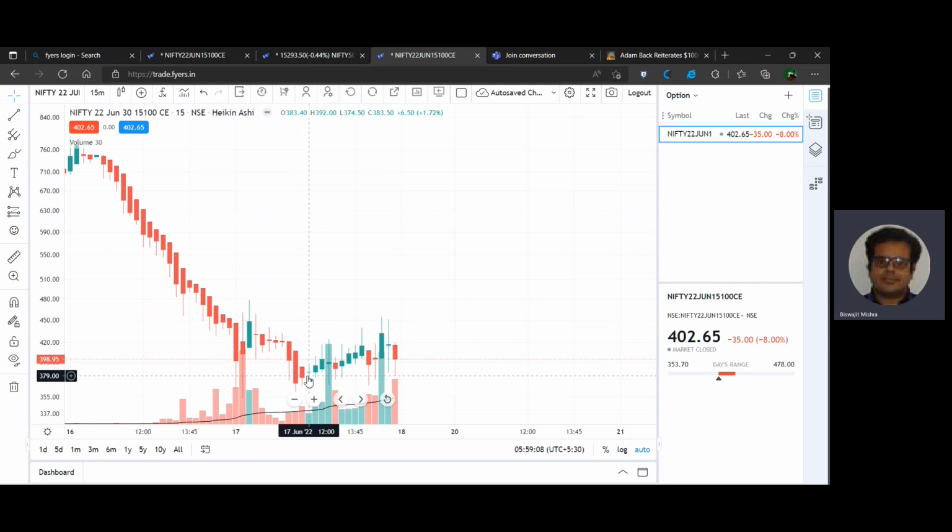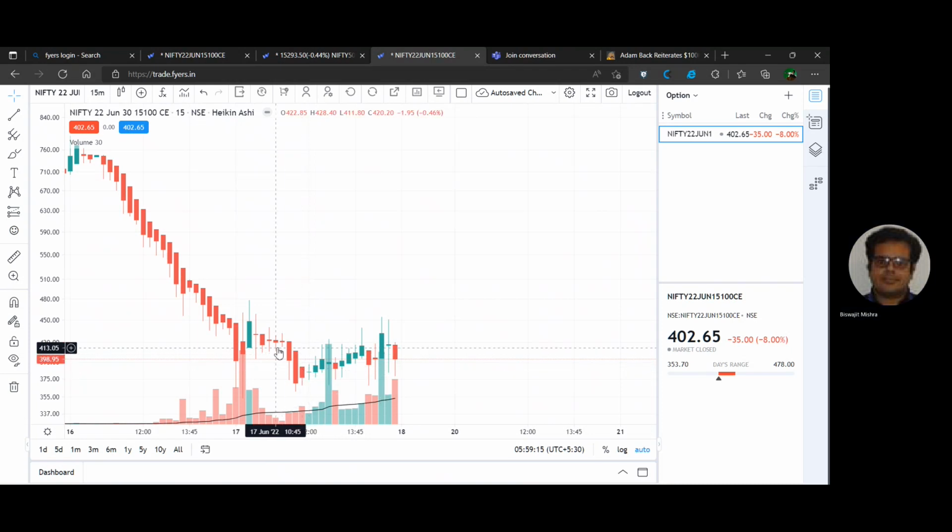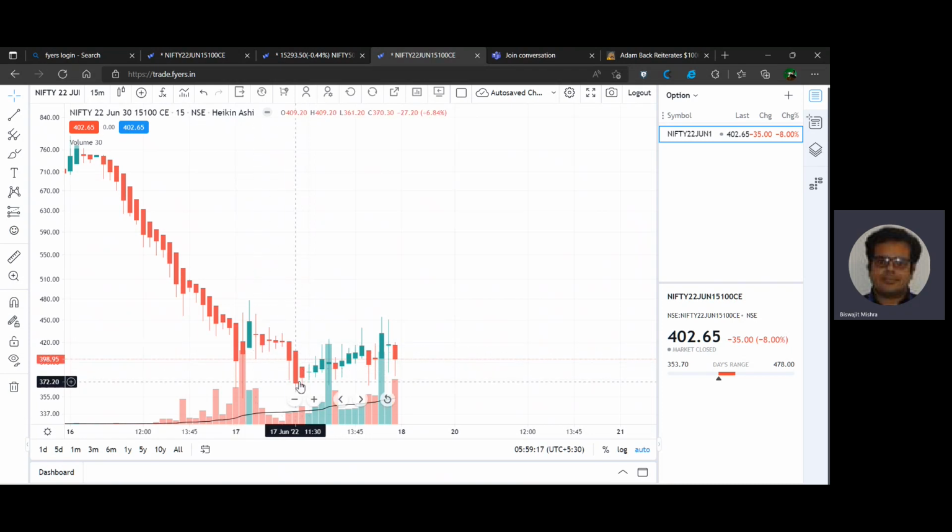Whenever the Heikin Ashi candle changes its color, it will close the trade. In other words, from here to here, which is this candle, it will be in sell mode, and the moment it becomes green, it will become a buy. So let's understand in the first trade how many points were achieved.